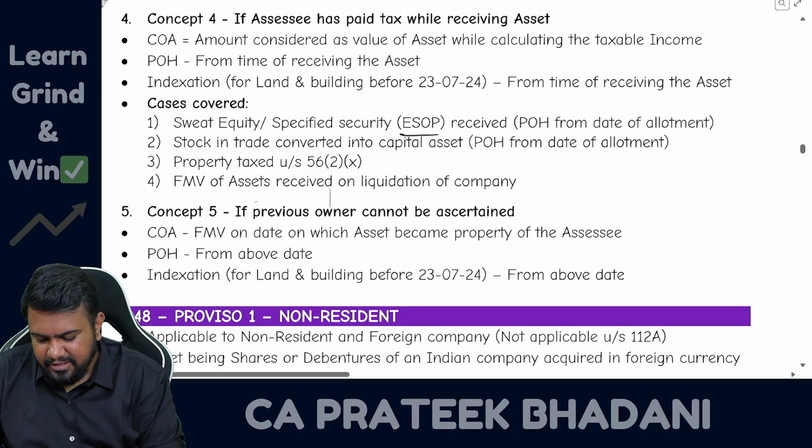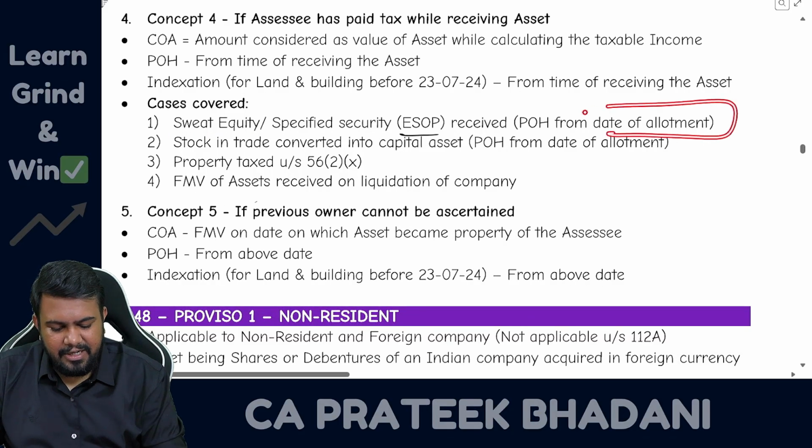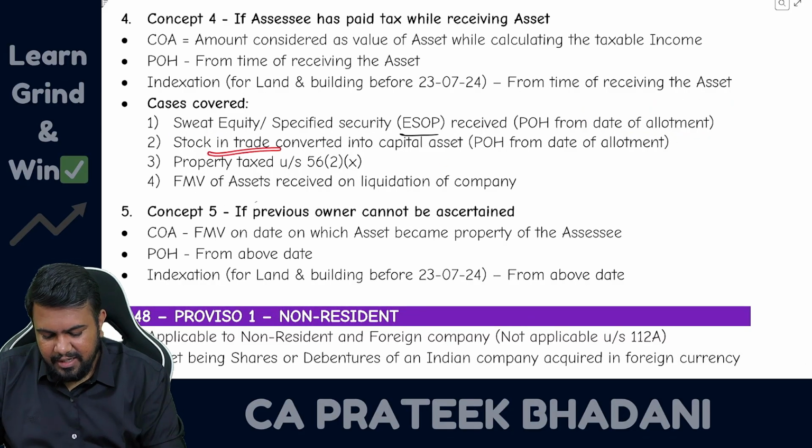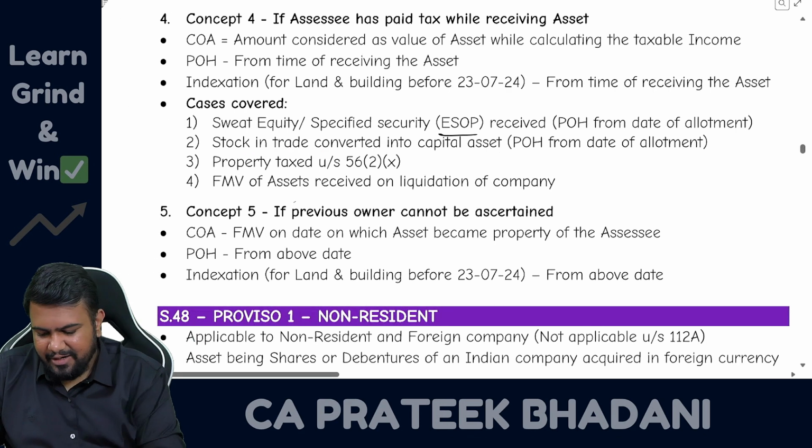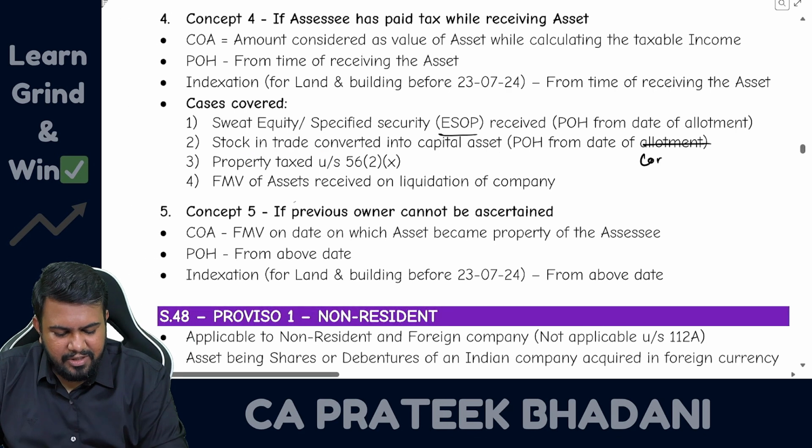Fine. Here in case of sweat equity, it will start from the date of allotment. In case of stock in trade converted into capital asset, it will start from the date of conversion. Here not allotment, you can change it to conversion.